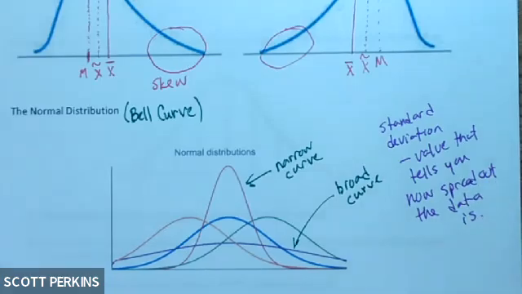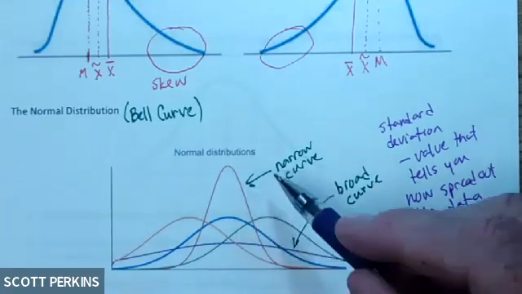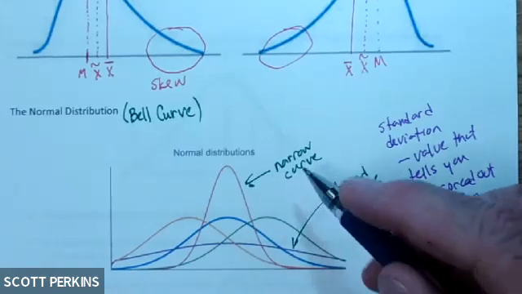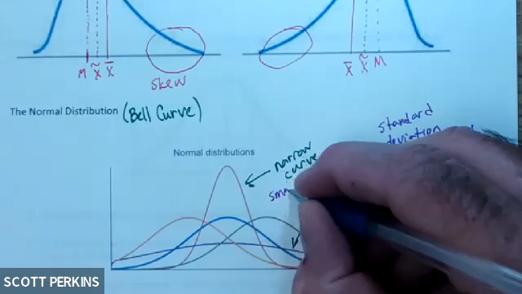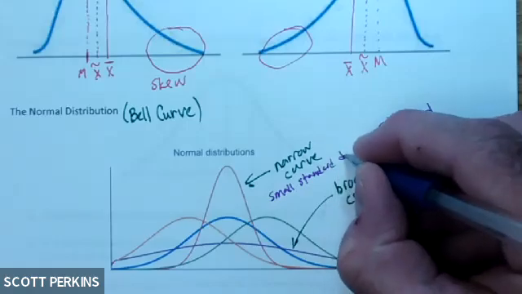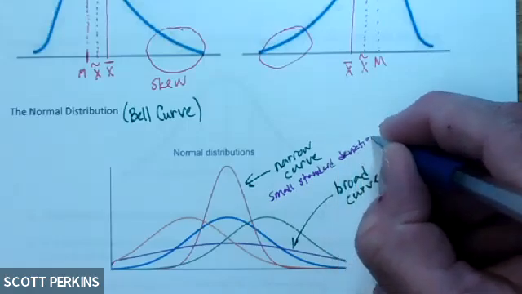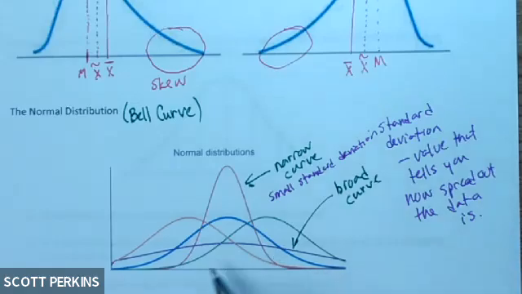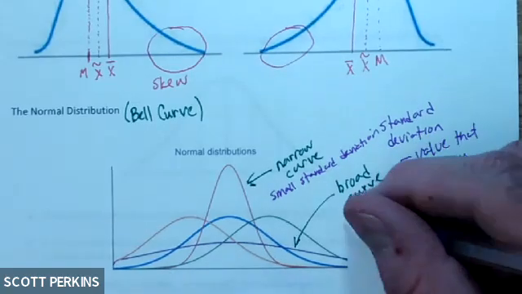So the smaller the number, the more clumped together the data is. The larger the number, the more spread out it is. So in my red curve, my narrow curve, this would have a small standard deviation. And the purple curve, the one that's very spread out, that would have a large standard deviation.